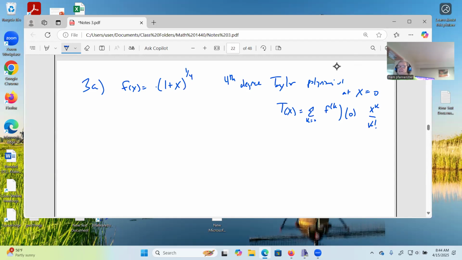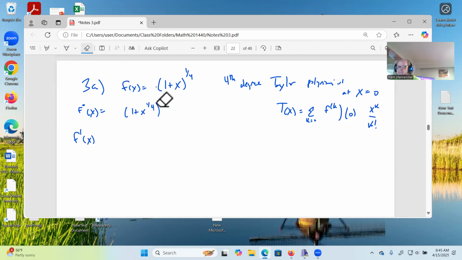To start this off, we're going to need a few derivatives. The 0th derivative is just the function as is, so f of 0 is just 1 plus x raised to the 1/4 power. Then we're going to start taking derivatives. So the f prime of x, let me put the fourth in the right place because that's not where it is.